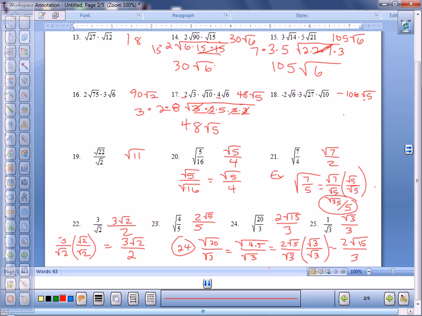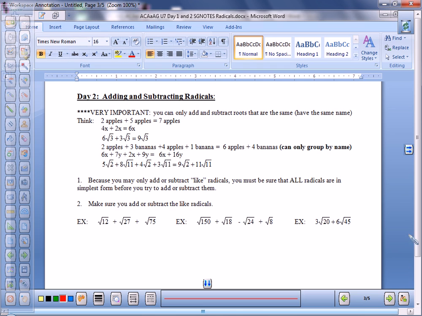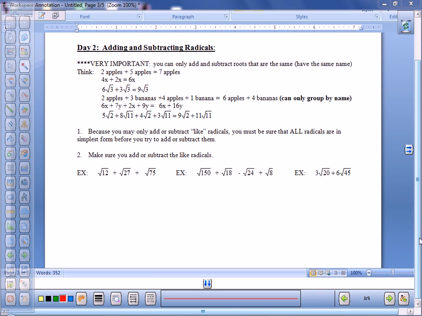Are we okay? All right. Let's go ahead and pull out our notes from yesterday and finish up our radicals before we look at what we did for warm-ups today. Okay. Yesterday we did simplifying radicals.